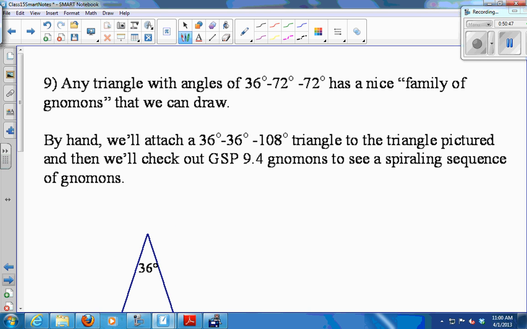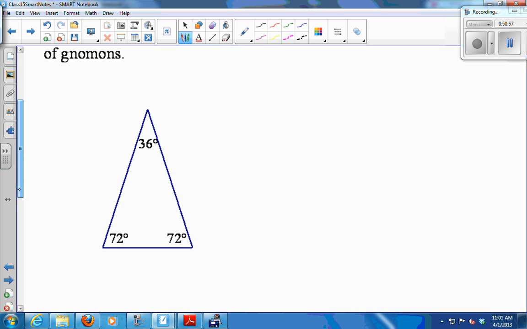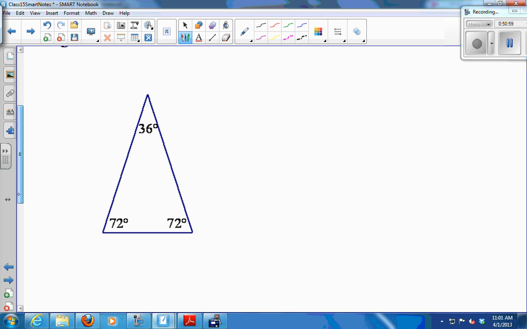All right, so triangles that have angles 36, 72, 72 can make a nice family of gnomons, and we can draw them. So we'll do it by hand first, and then I'll have a computer program do it much more neatly.